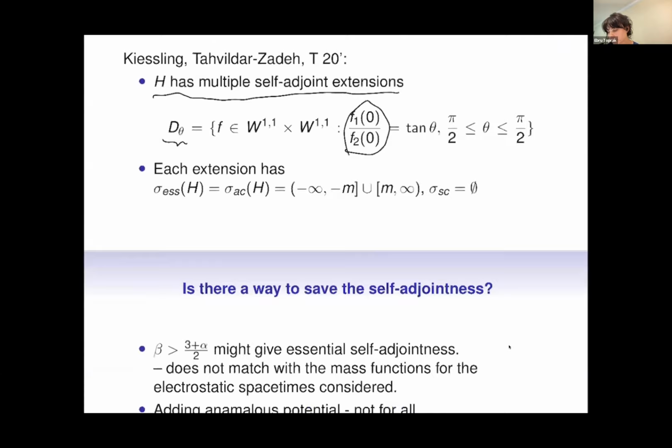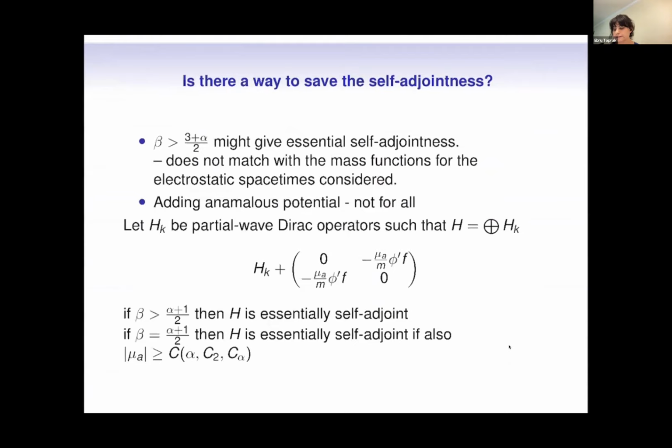And here are our observations. First of all, if I take beta big enough, then we might actually get some essentially self-adjoint extensions. However, this does not really match the mass function for the electrostatic space-time that we considered from Shadi's paper. So these don't really match with that. And the second thing is, okay, we can add an anomalous potential, and then we can actually save the self-adjointness. So here's what we do.